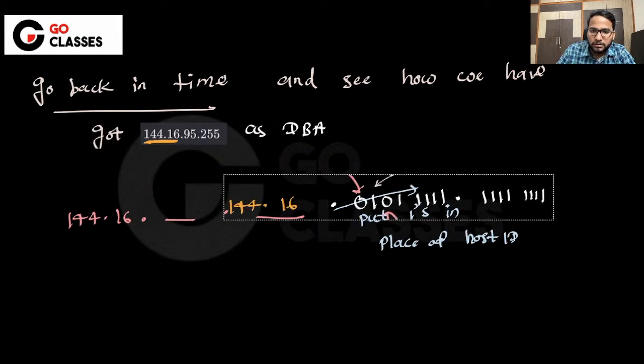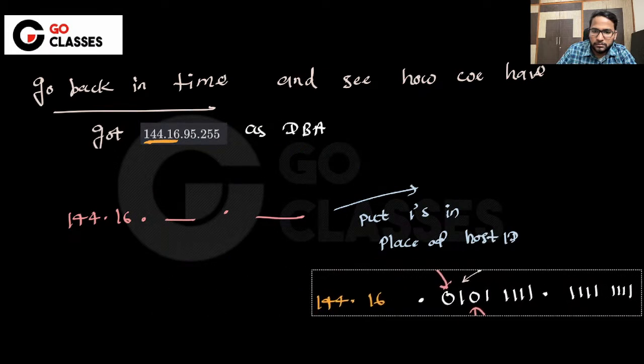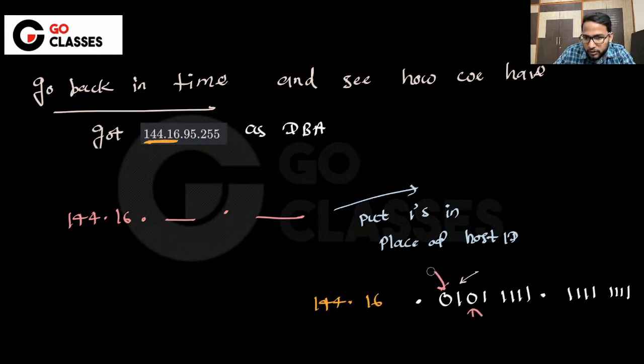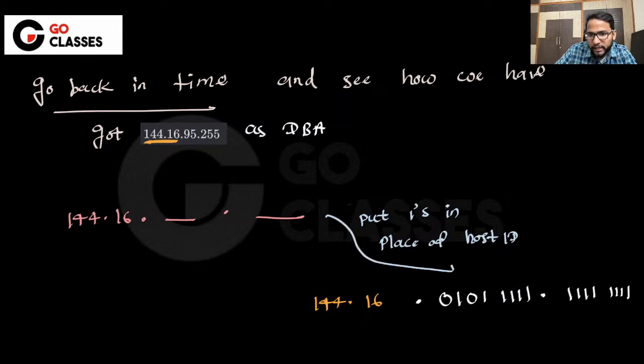So basically you are saying that you must have done some manipulation, which means you must have put ones in the place of host ID, and you have got it, right? So wherever it is 1, it may be host ID, or it may be that earlier also it was 1.